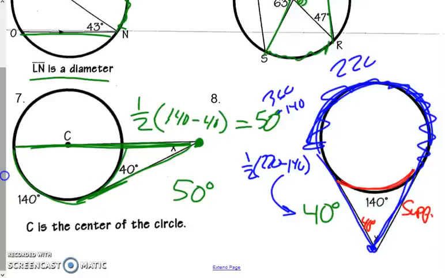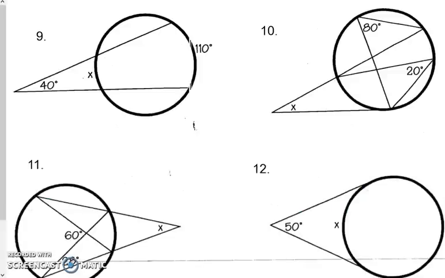Now this only applies with two tangent lines, and I like to say it only applies when it looks like an ice cream cone. Okay, so as soon as something went like that, it would no longer apply, but as long as it's just two tangent lines, it works. Okay, let's go through a few more here.